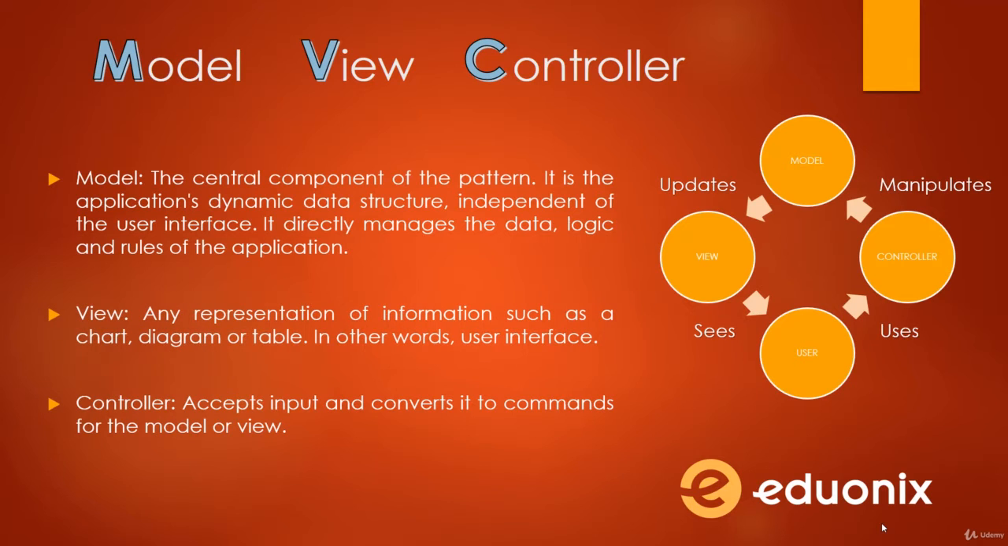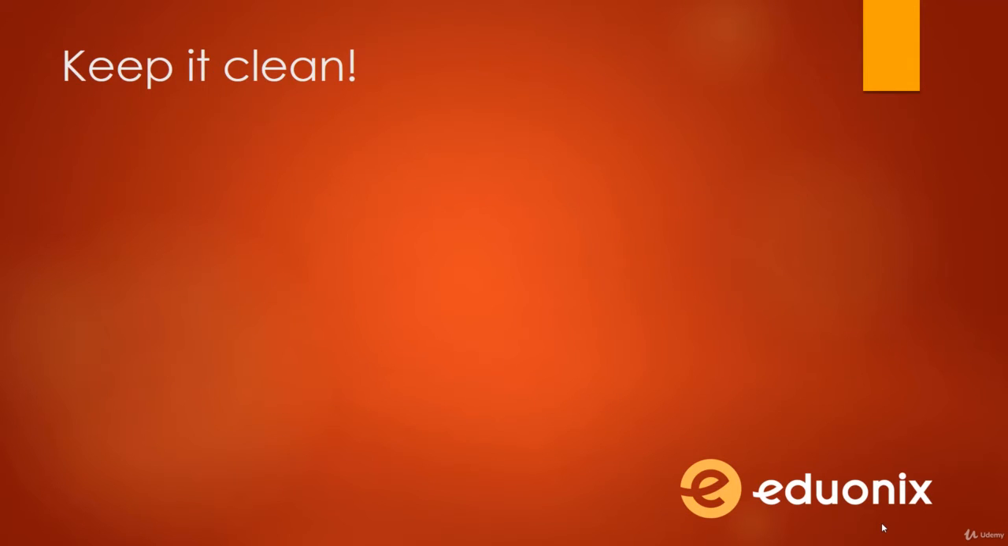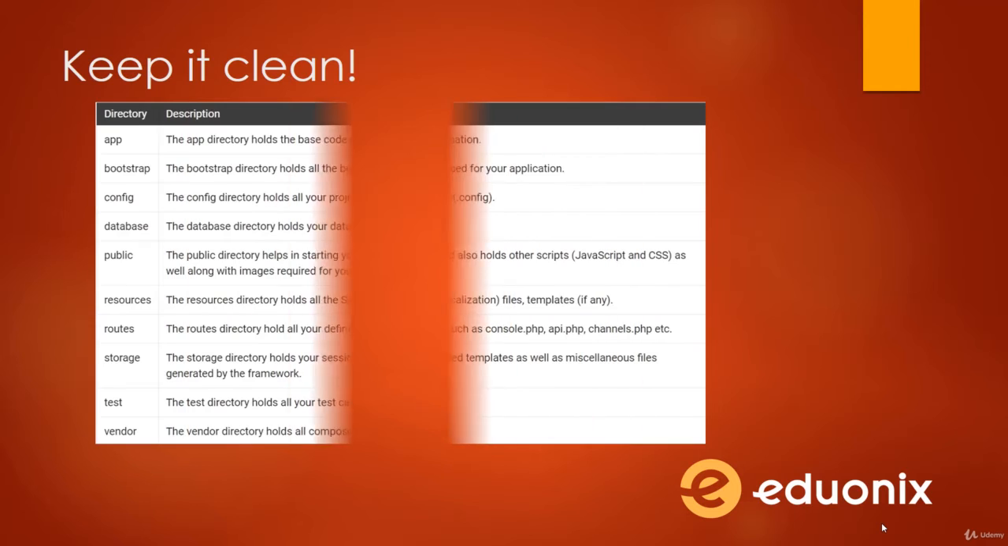Then we have a view, which is any representation of information such as a chart, diagram, or table. In other words, the user interface, the things we see on our web browser, the front end. And then we have a controller which accepts input and converts it into commands for the model or view. We can think of a controller more like a connector to the database. So Laravel is intended to keep things clean.